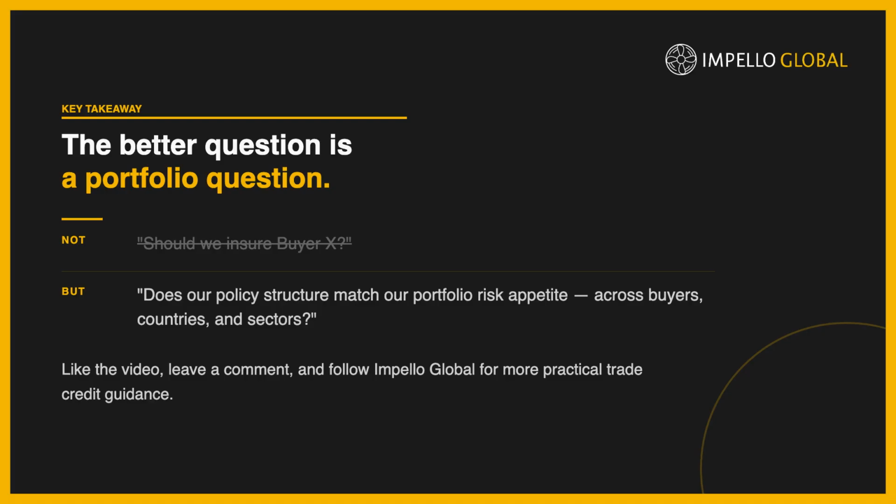Here's the reframe worth carrying out of this episode. The question is not, should we insure buyer X? The better question is, does the structure of our TCI policy match our actual portfolio risk appetite across buyers, countries, and sectors? Most exporters have never asked that question explicitly. Most of them are carrying more concentration risk than they realize, in geographies they are not fully watching, in sectors that move together when conditions shift. Trade credit insurance, structured well, is the tool that makes that question answerable and actionable.